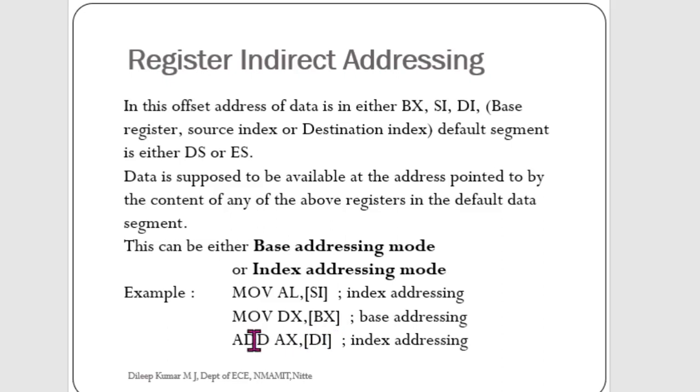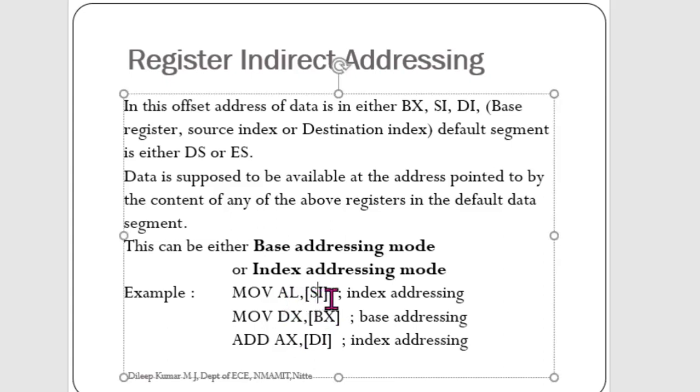And you see the mnemonic is different. I can have a different mnemonic for different addressing modes. But what's important is the type of the operands that we use. So MOV AL, [SI]. What happens? The content in the SI will be treated as the memory location, and from that location, the value is taken and loaded to the A register. This is what happens with the register indirect addressing mode.